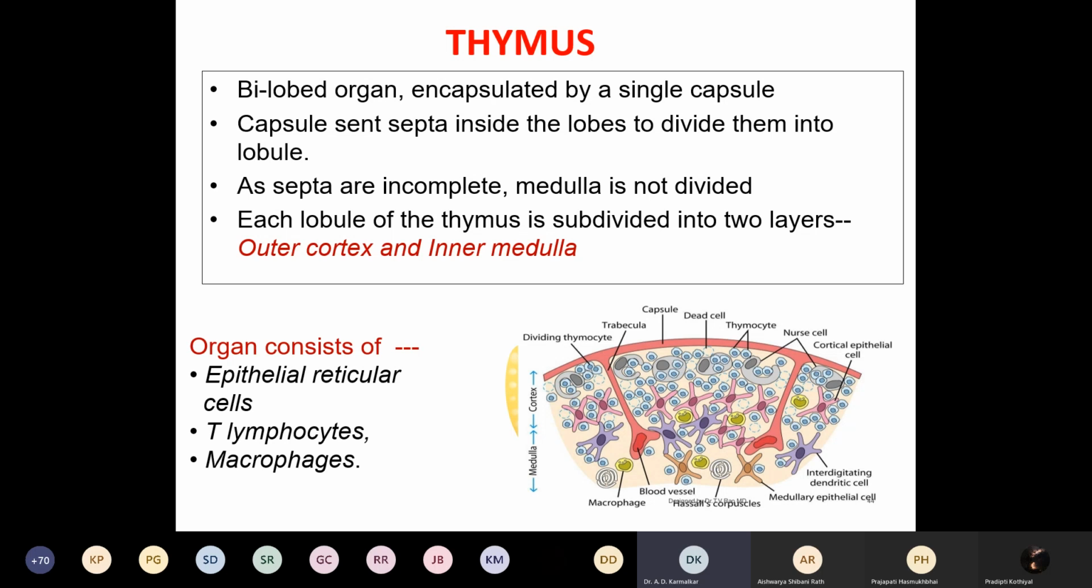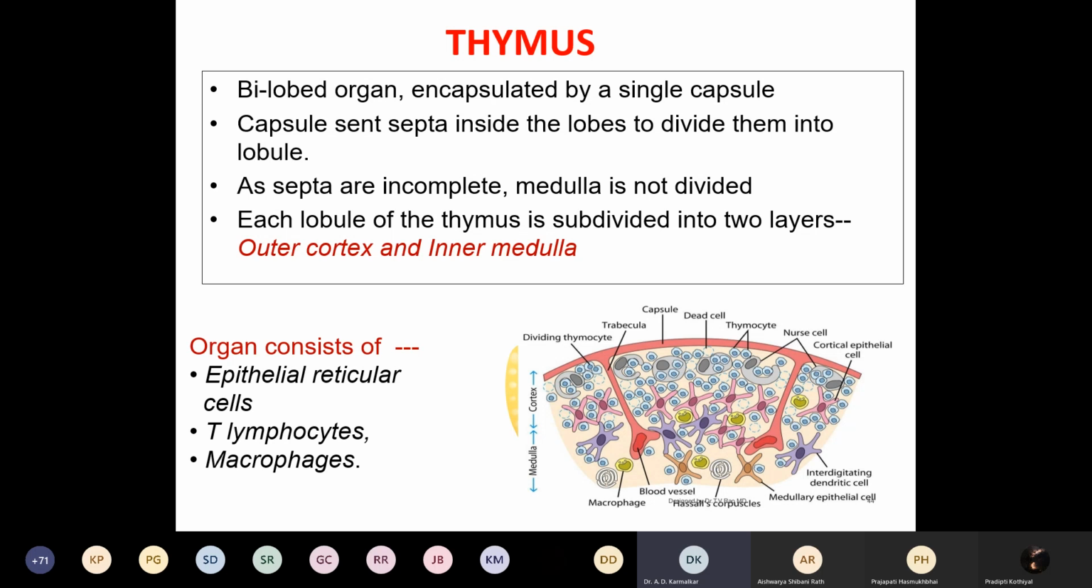A little bit to understand about the histology part, the gross part. It is a bilobed structure. So if you see, it is a bilobed organ covered by the capsule. If you see this diagram here, the capsule is sending septa, which are incomplete, and it will divide these outer parts into the lobes or different lobules. Okay, so these two lobes are divided into lobules, which are incomplete now.